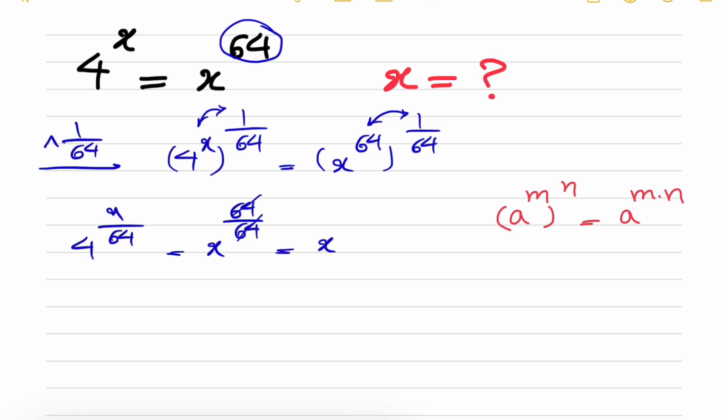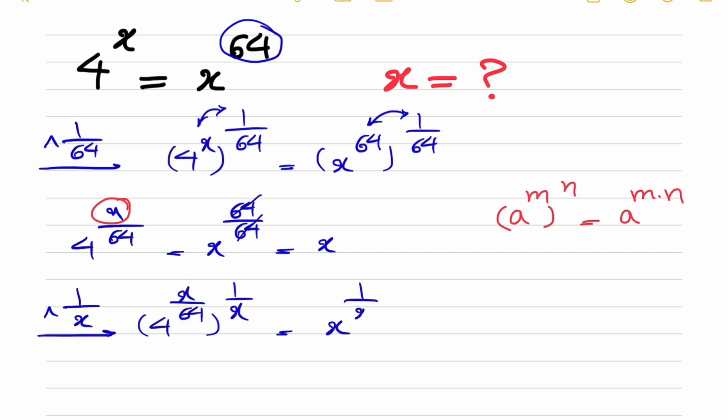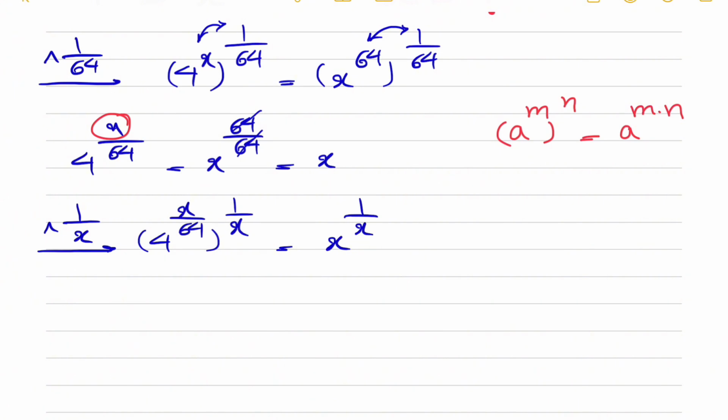So now we have our x in the exponent of the left side of the equation, and what we're going to do is the power of 1 over x in here, and that's going to give us 4 to the power of x over 64 all to the power of 1 over x is equal to x to the power of 1 over x. So now we have the same law. We're going to multiply these two so we can get rid of the x. So we have 4 to the power of 1 over 64 is equal to x to the power of 1 over x.